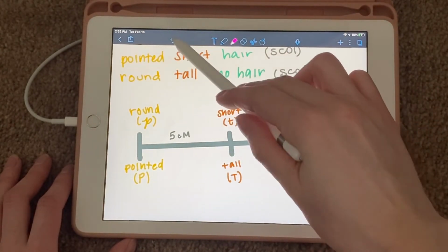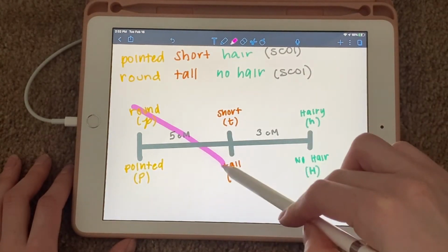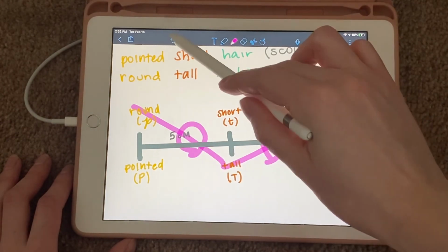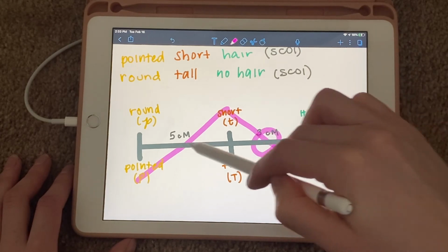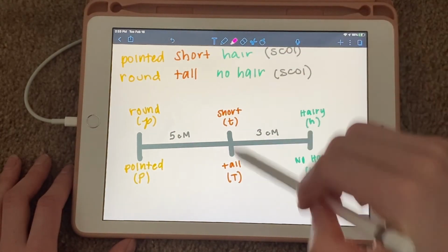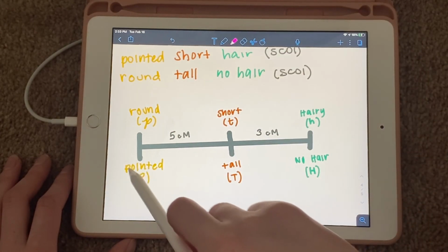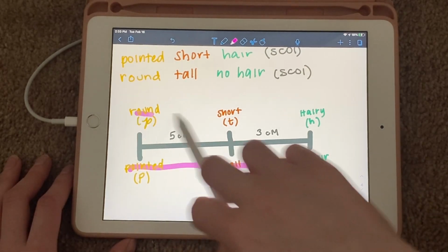If it was double crossover, they would cross over in both regions. It would be round, tall, and hairy, or pointed, short, and no hair. And if they're no crossover, they are the parental types, so it's pointed, tall, and no hair, or round, short, and hairy.